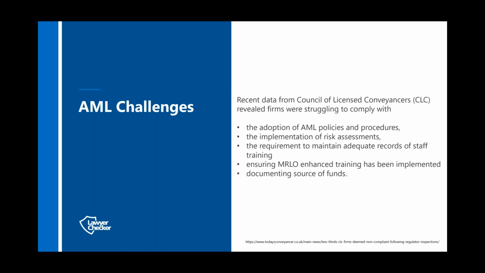The money laundering regulations are almost unique in that they mandate that organisations complete and document the training their staff have had. And importantly, as identified by the CLC, that senior managers and money laundering reporting officers are appropriately trained in their responsibilities, which are the adoption of AML policies and procedures, the implementation of risk assessments, the requirement to maintain adequate records of staff training, ensuring that MLRO enhanced training has been implemented, and documenting source of funds.